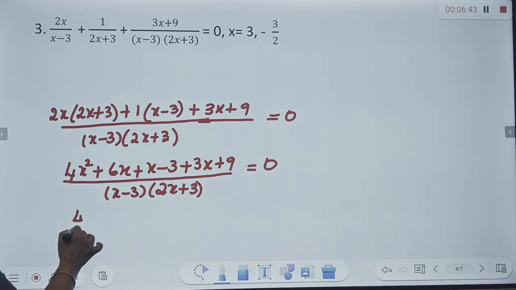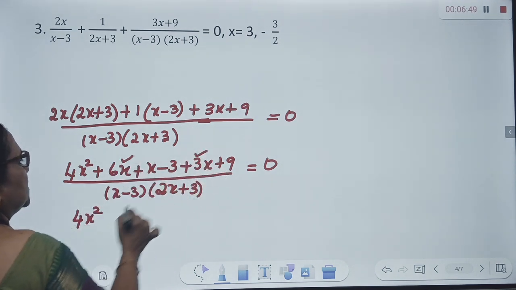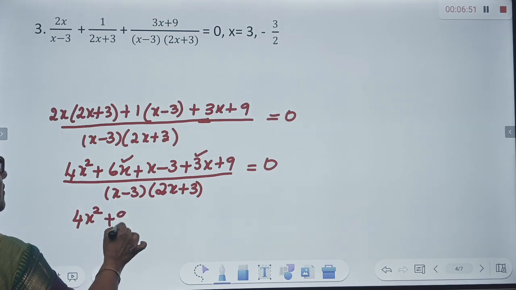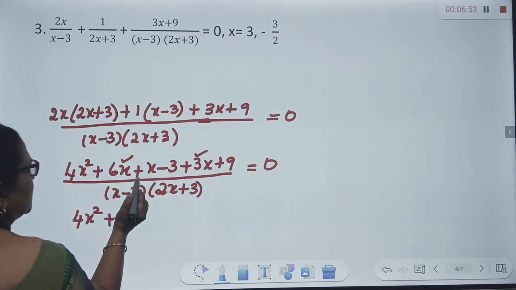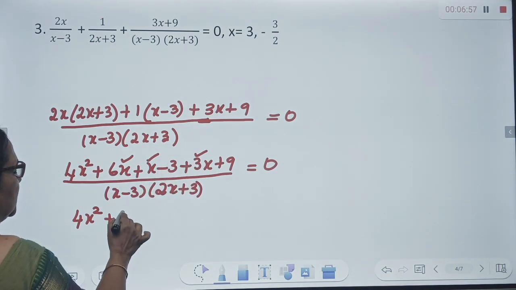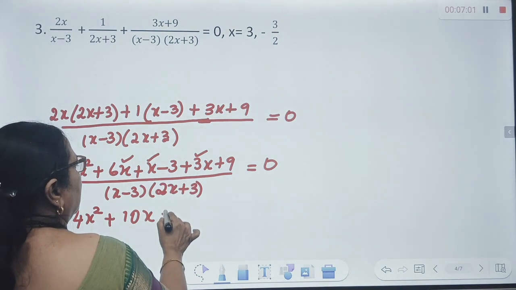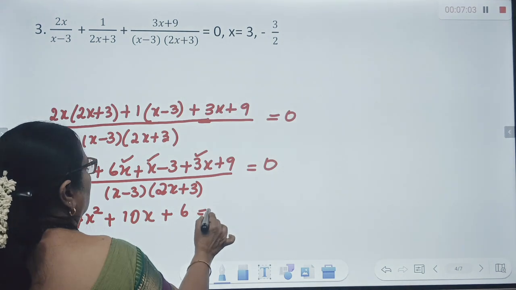So this means 4x square. Okay, what are the x terms? 6x plus x plus 3x, that is 10x. Minus 3 plus 9 is 6, equal to 0.